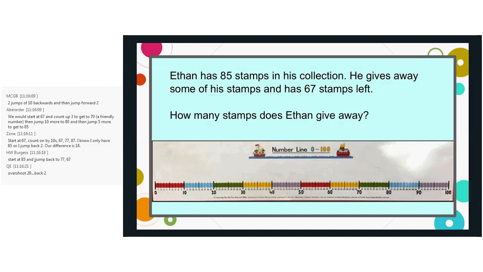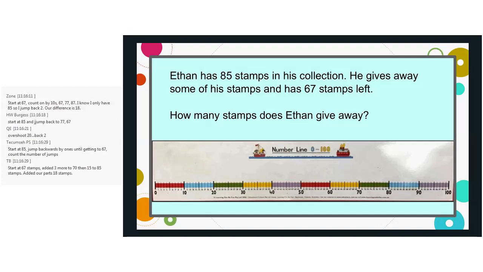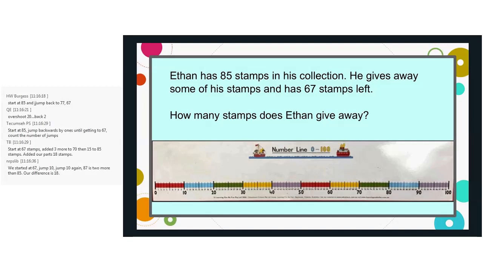So if you saw subtraction as removal, you may have started at 85 and made a jump back of 5 to get 80, and then 6 jumps of 10 to get 20, and then a jump of 2 to get 18.